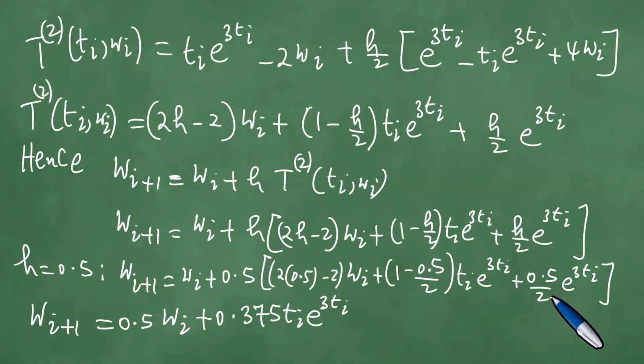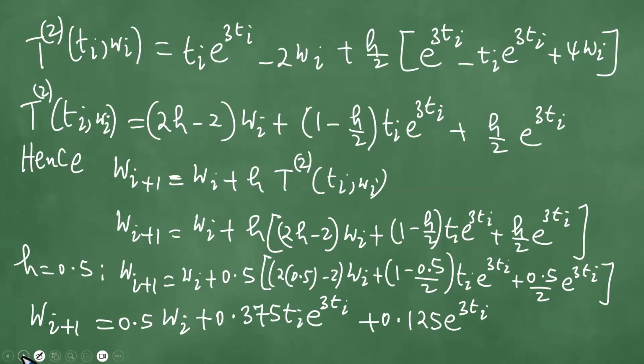Okay, so this one is 0.5 times 0.5 divided by 2. Let's just do it. So we also have 0.5 times 0.5 divided by 2, like so. That is actually 0.125 e^(3t_i).